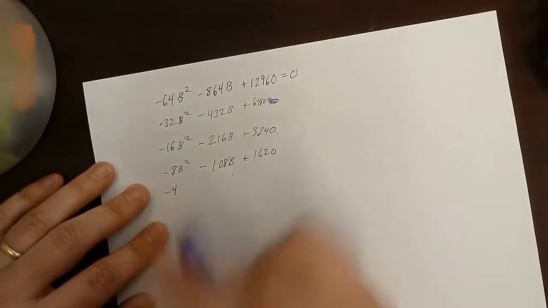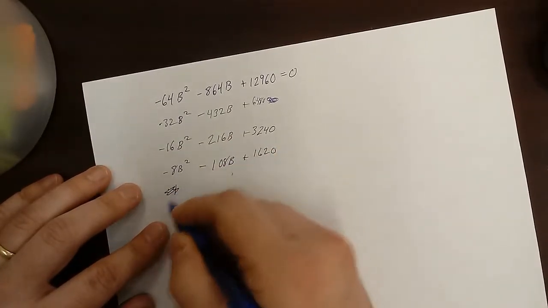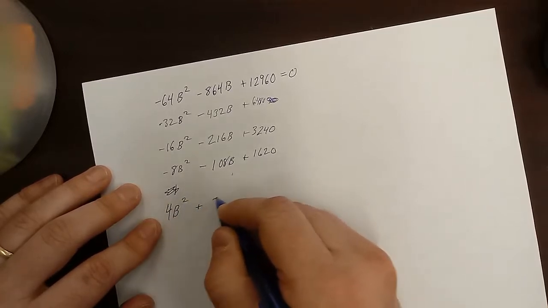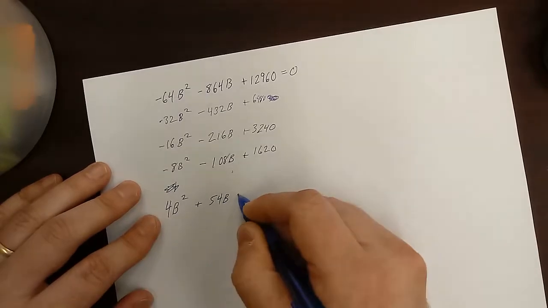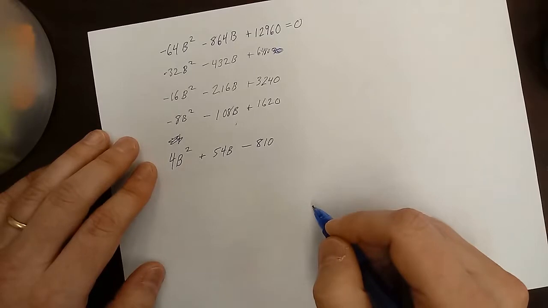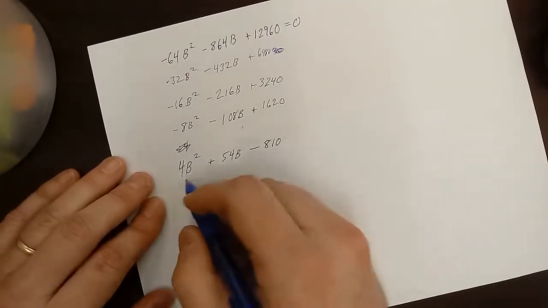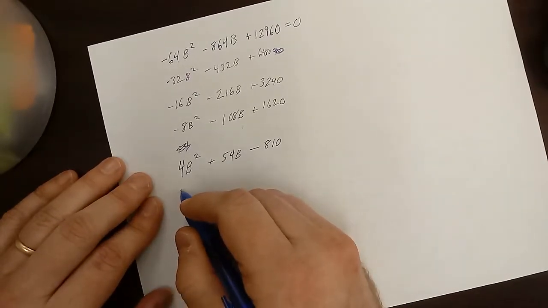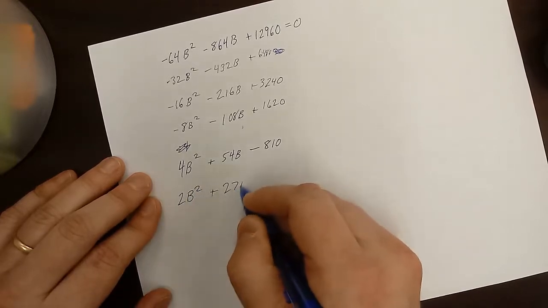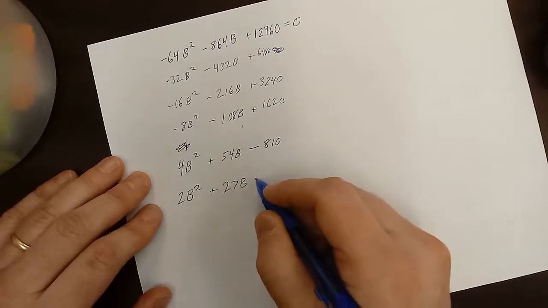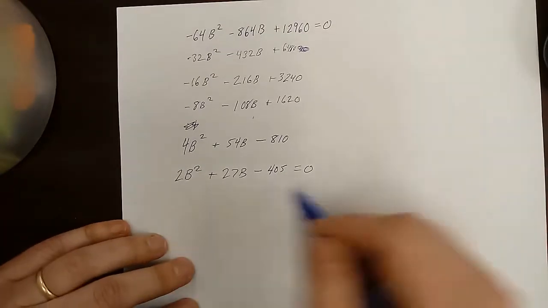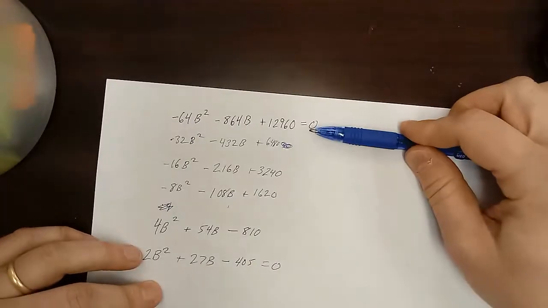I'm dividing them by negative 2 this time, so I can get positive 4b squared plus 54b minus 810. I can divide them by 2 again and get 2b squared plus 27b minus 405 is equal to 0. All right, this is a much nicer problem for us to deal with than this original one.